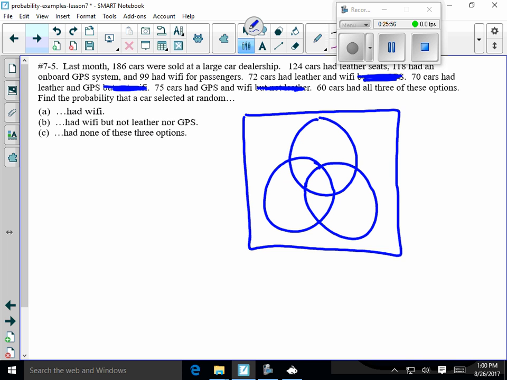Okay, so let's see. We've got our circle for leather, our circle for Wi-Fi, and our circle for GPS. All right, so we know that the 60 cars have all three options. That's in the middle, right?